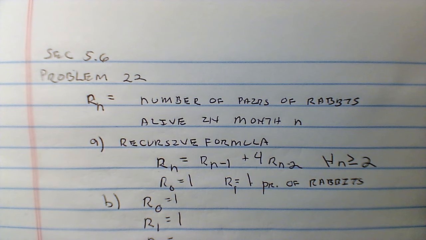I mentioned in the last video that we could have some variations on the Fibonacci sequence and thus be able to change the recursive formula. Problem 22 is one of those. Now, I have not written the entire problem here, so if you haven't read that problem, you should stop the video now, take a look at your text at problem number 22 and read that.